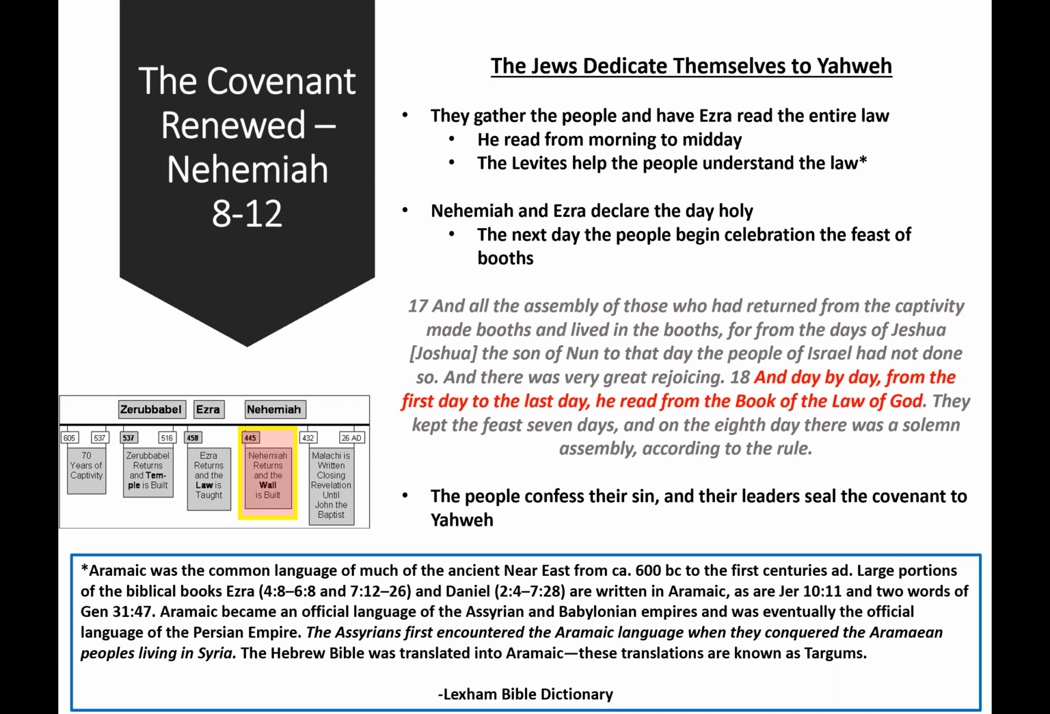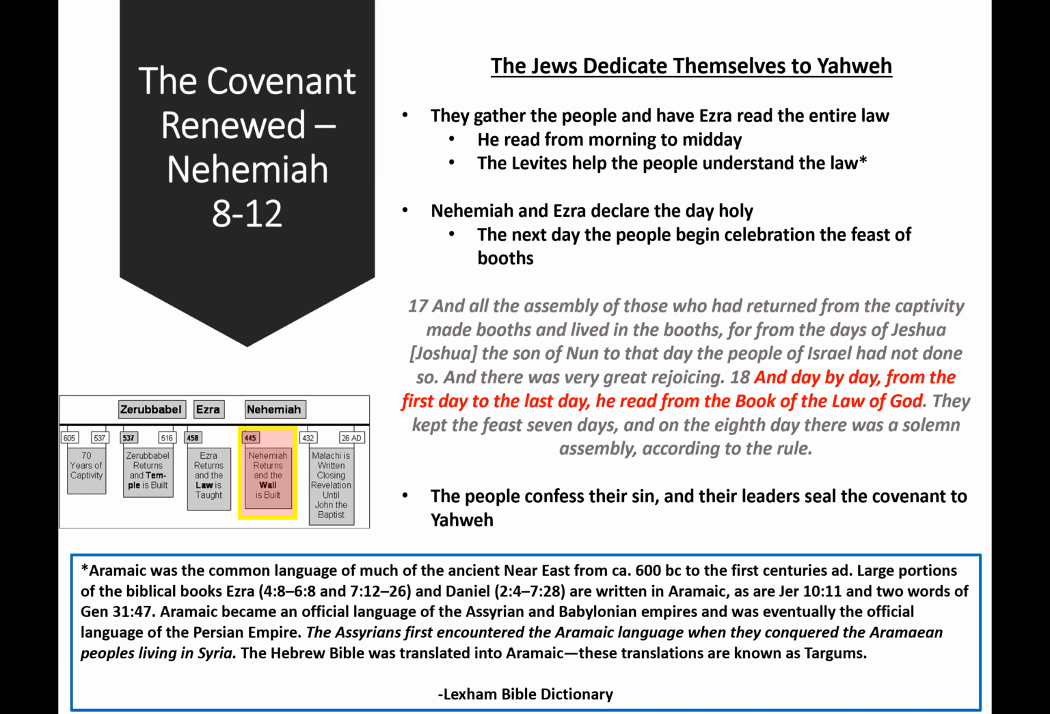And so people in Jesus's time would learn both Hebrew and Aramaic if they went to school, but Aramaic was the common tongue for them. Getting back, so Nehemiah and Ezra then declare the day holy, and the next day the people begin to celebrate the feasts of booths. We get to verse 17 of chapter 8.